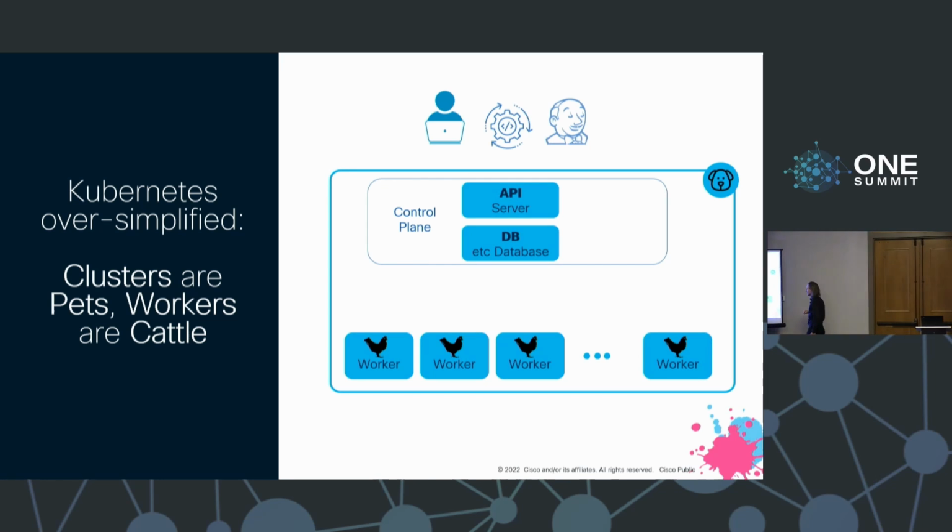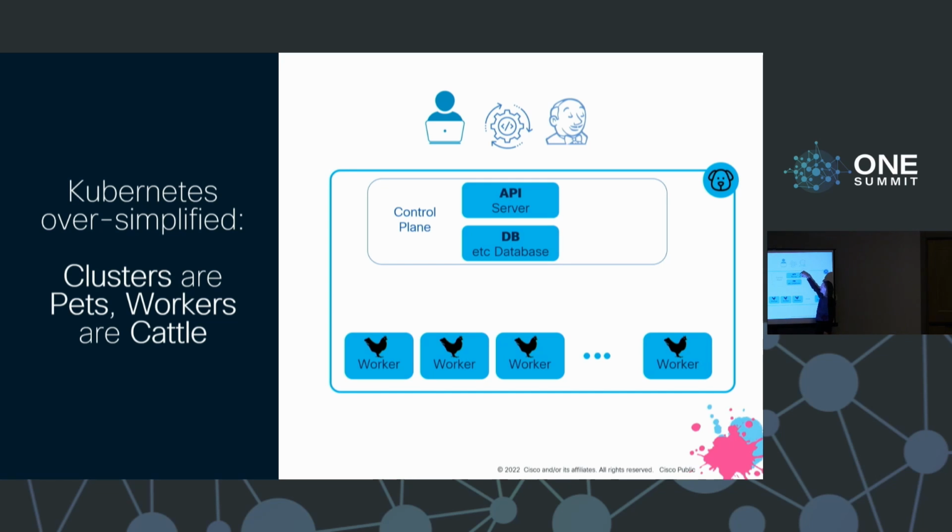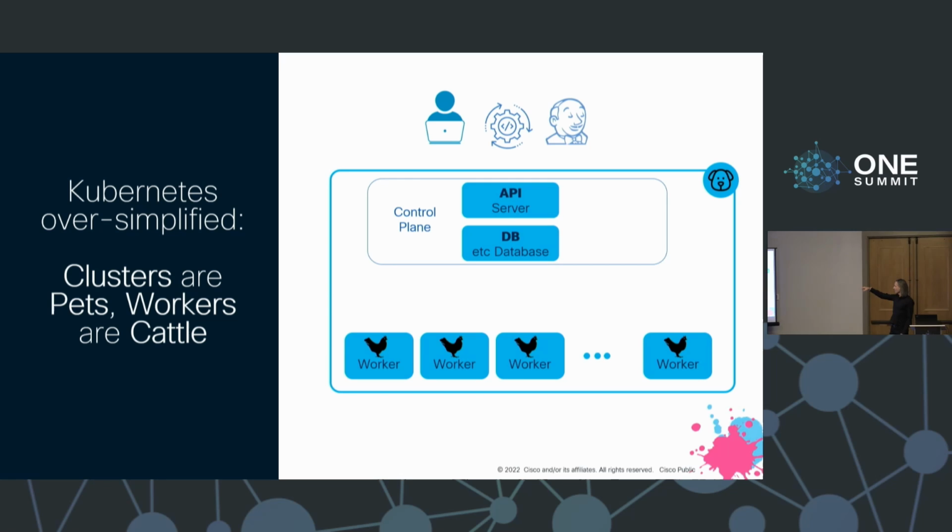What is Kubernetes in an oversimplified way? I have my customer, and my customer tells the system what to do via an API server that puts declared state, what I want the system to do, in a database. And then my individual workers are reaching out to that database, what the declared state should be, and realizing that state. Fine. That makes my overall system a pet, and the individual workers are obviously cattle.